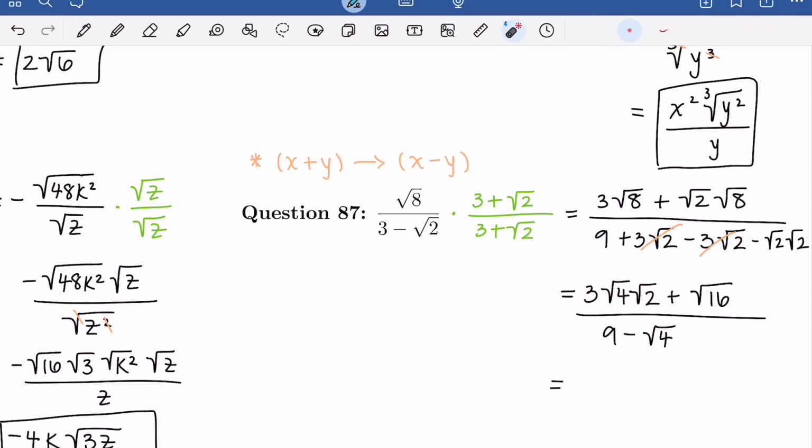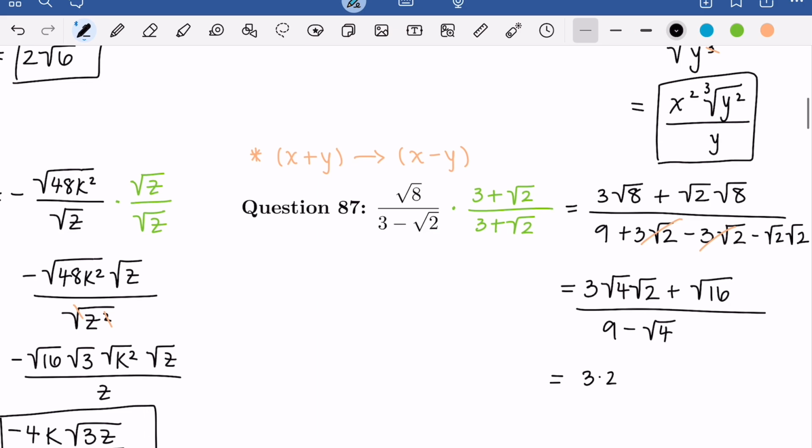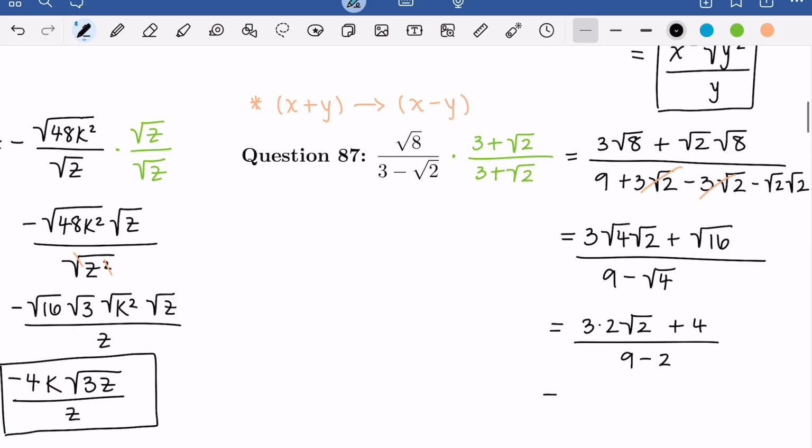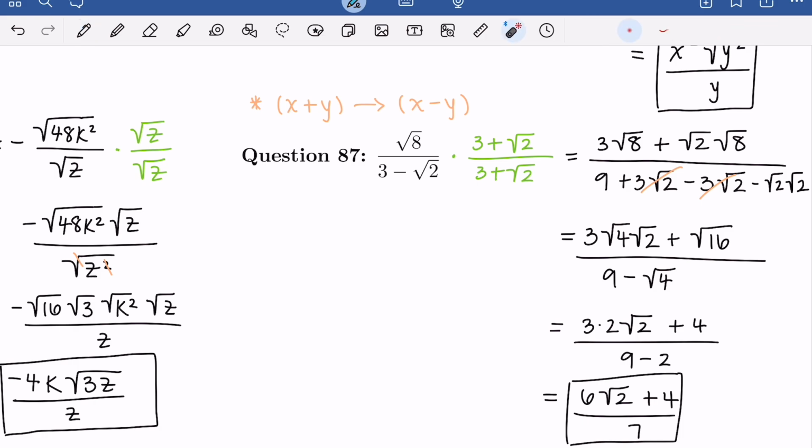For this first term, we have 3 times the square root of 4, which gives us 2 times root 2. Then we have the square root of 16, which is 4, over 9 minus the square root of 4. So our final answer then would be 6 root 2 plus 4 in our numerator, and then 7 in our denominator. So we can't simplify this any further, and we know that this is fully simplified since we don't have a radical in our denominator.